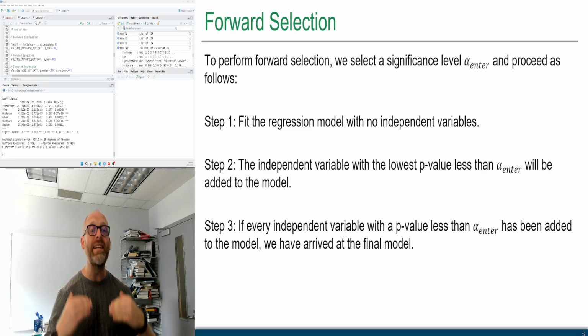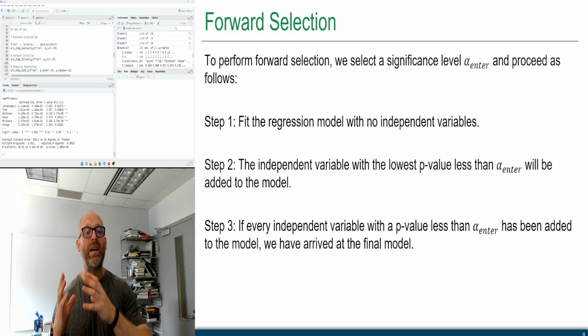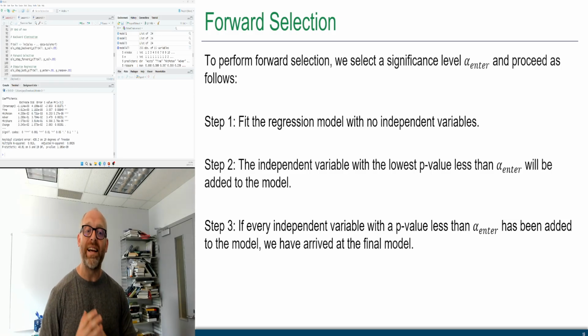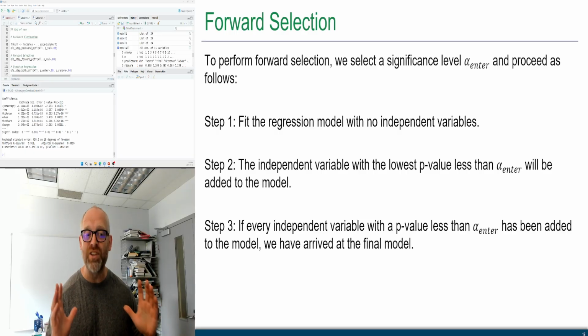And once we've iterated over this process enough times that we no longer have a predictor variable that we can put in there, because all the p-values are greater than alpha enter, then we stop. That is our stop criterion. We hit there. This is our model.